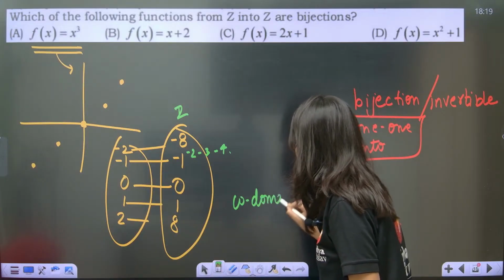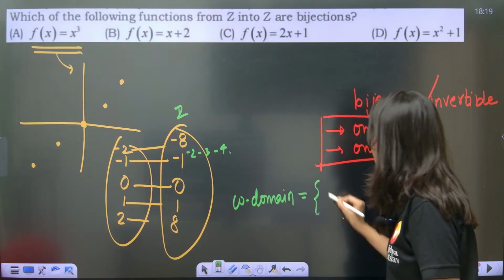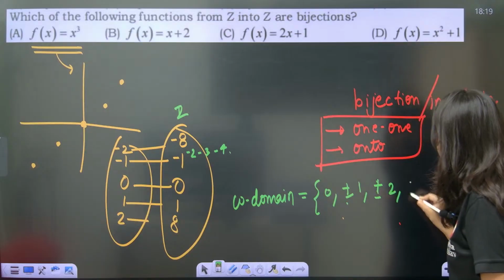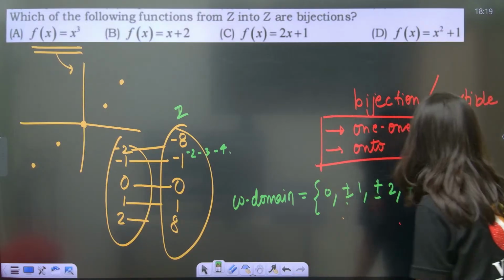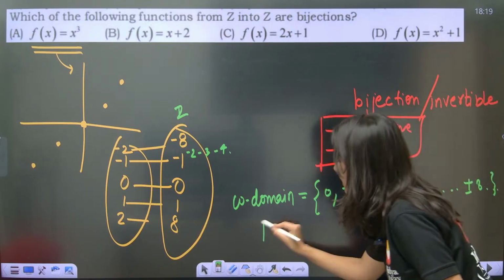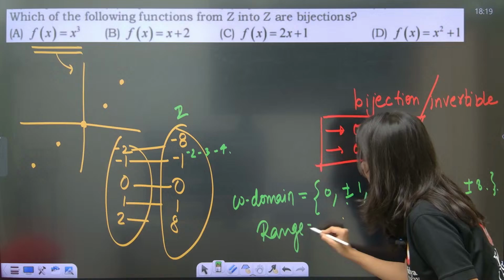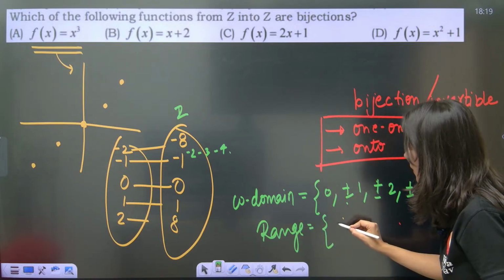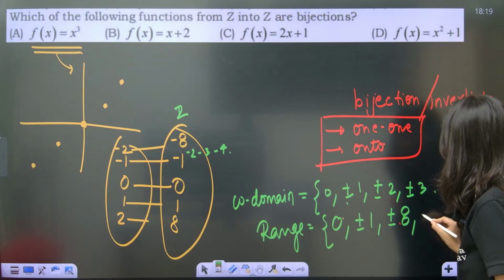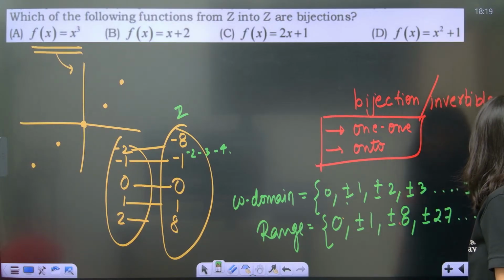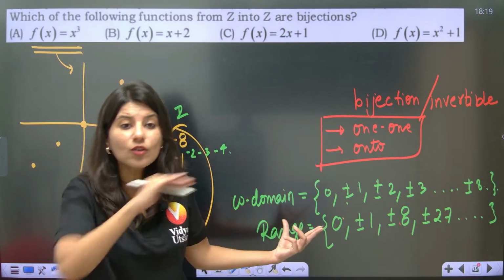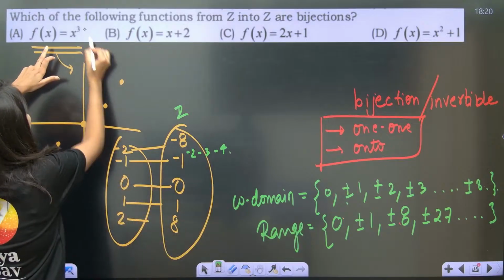What I'm trying to say is, what is codomain? Codomain is nothing but 0, plus minus 1, plus minus 2, plus minus 3, and so on, plus minus 8, 9 and everything. What is range? Range of this function, can anybody tell me? Range will be 0, plus minus 1, plus minus 8, then plus minus 27. All the cube values will be there. Clearly, codomain and range are not matching. So clearly, this is not onto.